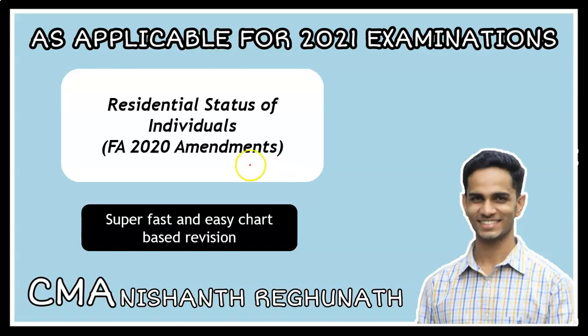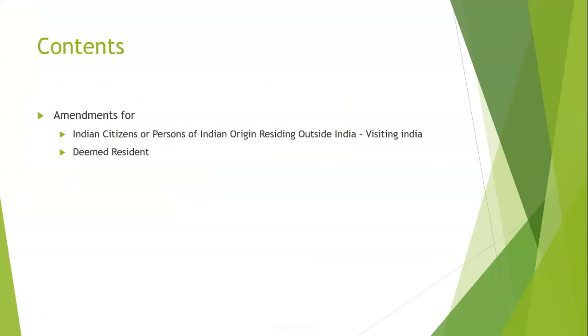In this video, I'll be teaching you about the latest amendments brought in by the Finance Act of 2020 with respect to the determination of residential status of individuals. I've heard a lot of students complain that this is a very confusing section and it's really hard to understand the concept. So what I've done here is I've formulated a few charts, and based on that I'll be giving you a super fast and easy revision lesson for the whole amendments brought in by the Finance Act 2020 for determination of residential status of individuals. So without further ado, let's head to the lesson.